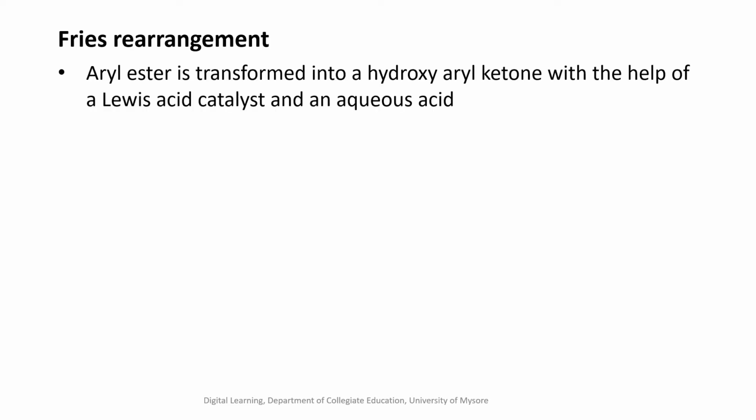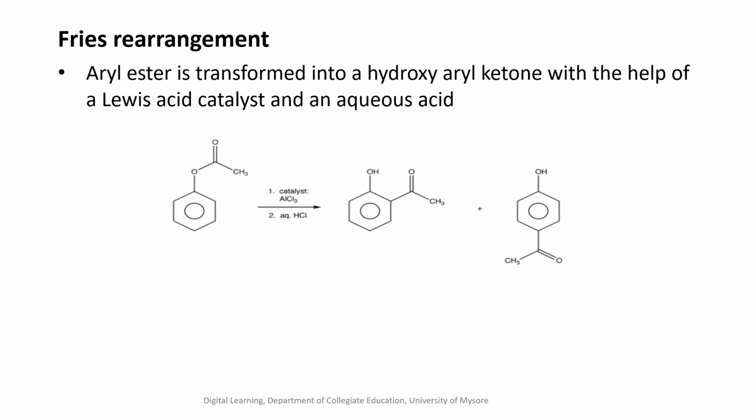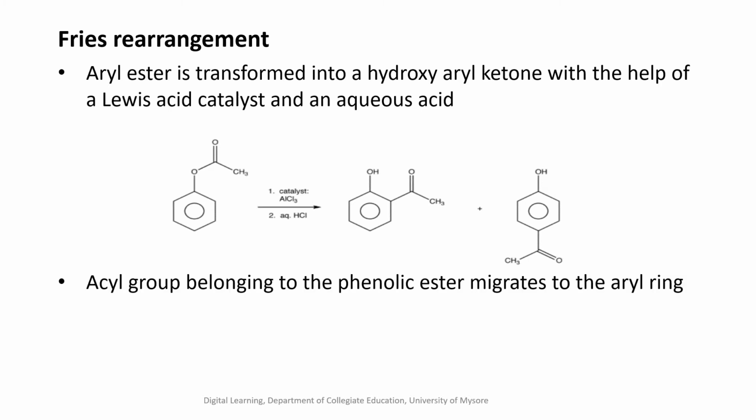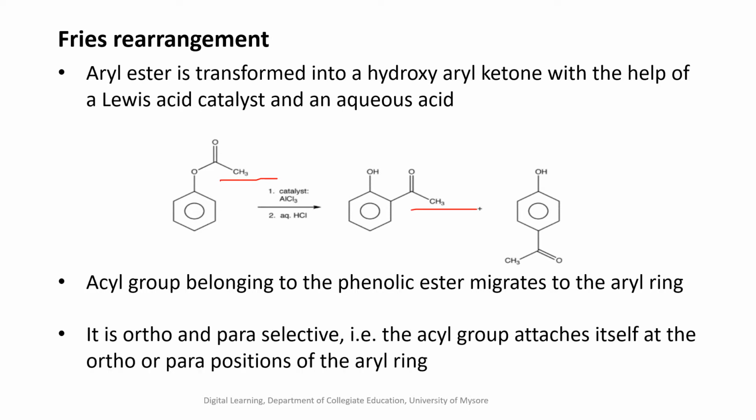Now let's see what is Fries rearrangement. So here an aryl ester is transformed into a hydroxyaryl ketone with the help of a Lewis acid catalyst and an aqueous acid. Here you can see in the reaction an acyl group belonging to the phenolic ester migrates to the aryl ring and then it is ortho or para-selective, that is the acyl group attaches itself at the ortho or para position of the aryl ring.